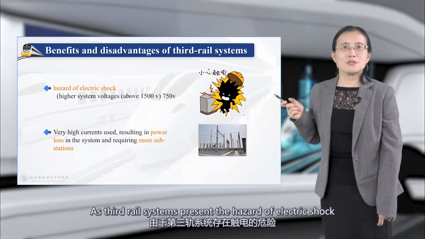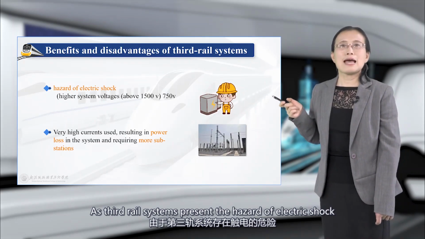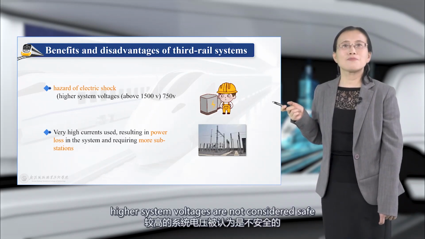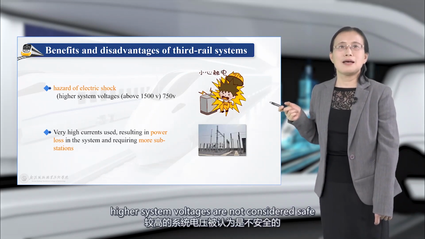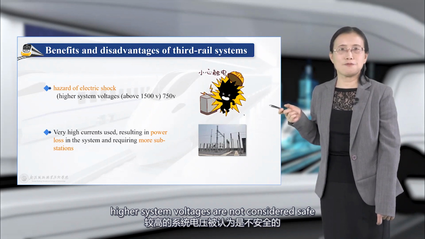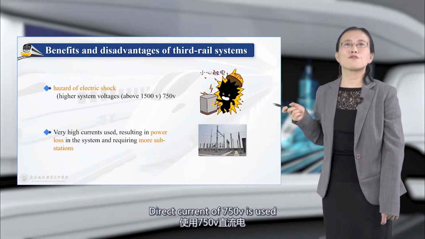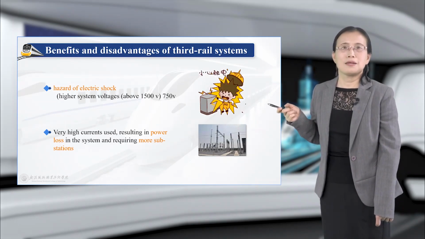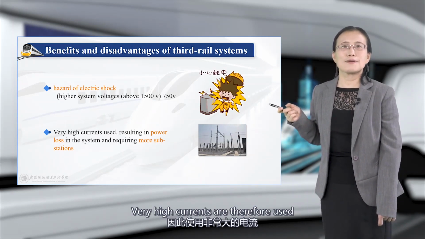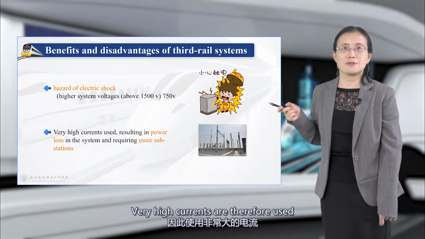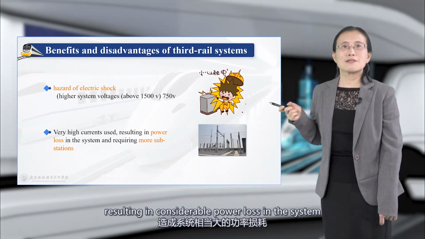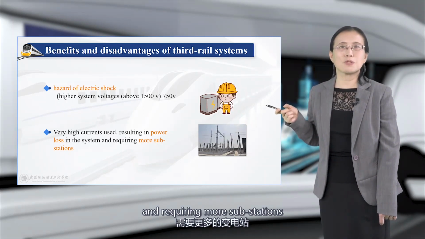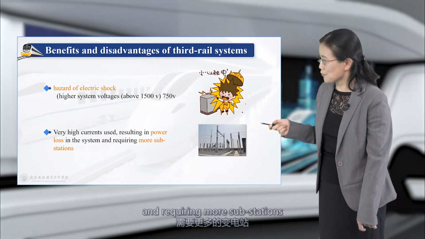As third rail systems present the hazard of electric shock, higher system voltages are not considered safe. Direct current of 750 volt is used. Very high currents are therefore used, resulting in considerable power loss in the system and requiring more substations.